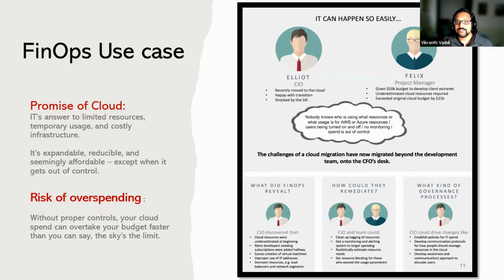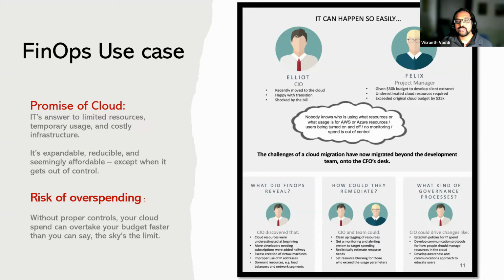Improper use of IP addresses. There is a better way to manage your technical infrastructure, but they've just used a lot more IP addresses than they needed. Dormant resources, load balancers, and network segments. So you have resources that are heavily underused. So what you have in a cloud platform is a quick access to buying cloud infrastructure, but also very inefficient access. But the FinOps framework will reveal all of that. And then the framework will also give you guidance on how to remediate that.